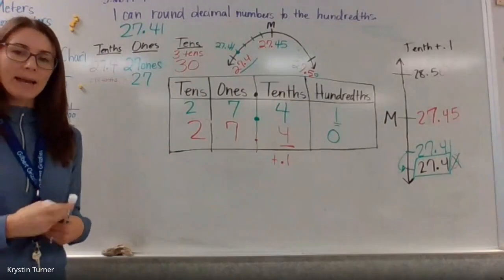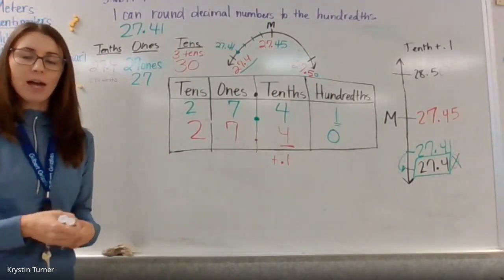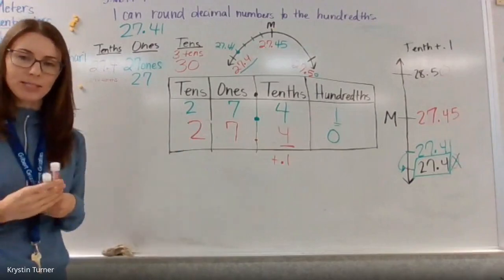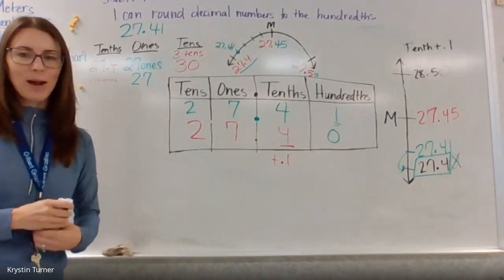So rounding numbers to any place value, whether a whole number or a decimal to the thousandths, is something that we should now be able to do.